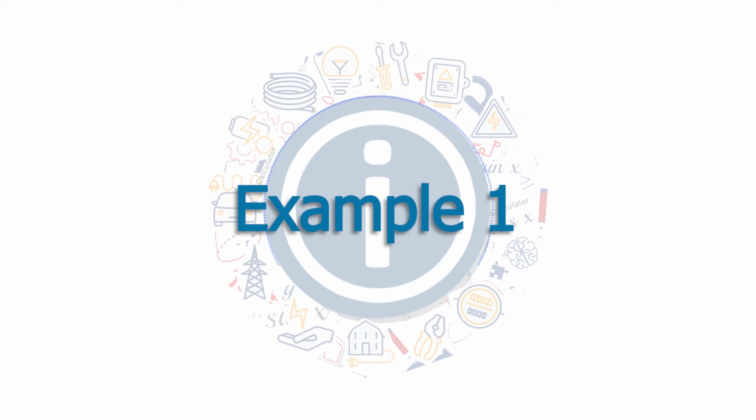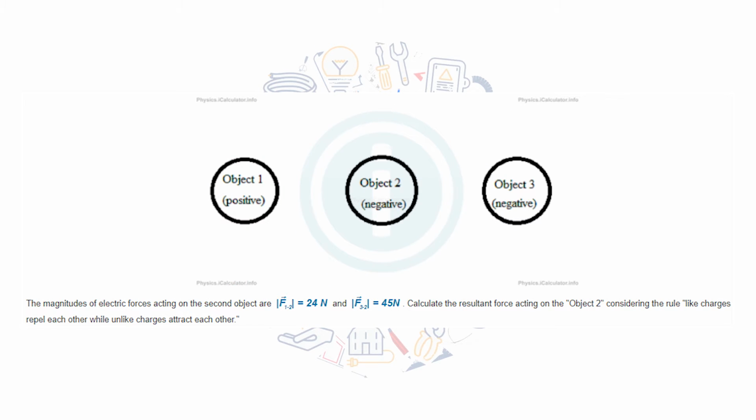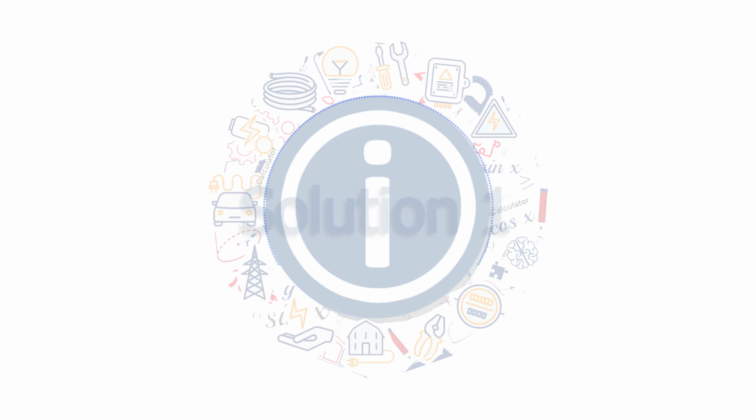Example 1. Three electrically charged objects are placed in a straight line as shown in the figure on screen. The magnitudes of electric forces acting on the second object are as shown in the text on screen. Calculate the resultant force acting on object 2, considering the rule: like charges repel each other while unlike charges attract each other. Solution 1.